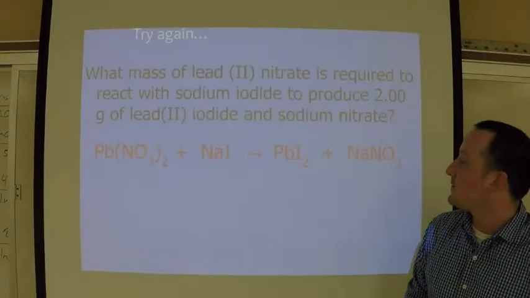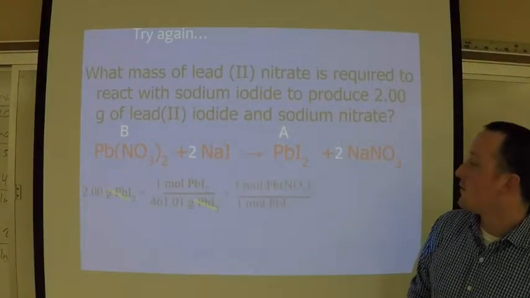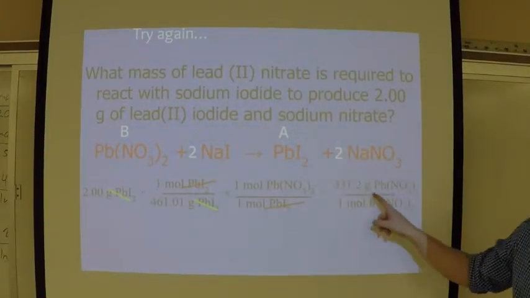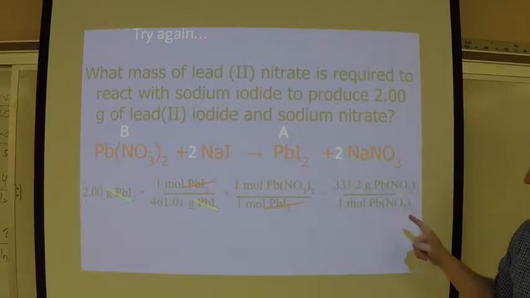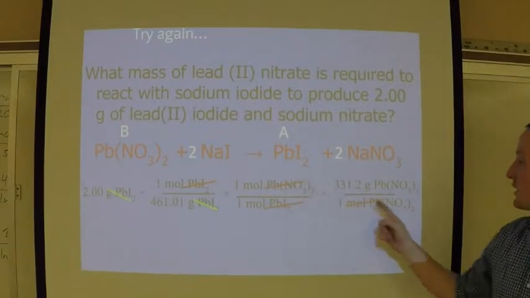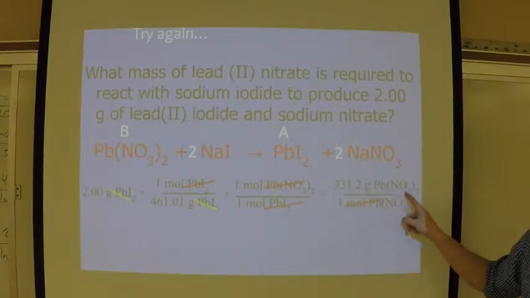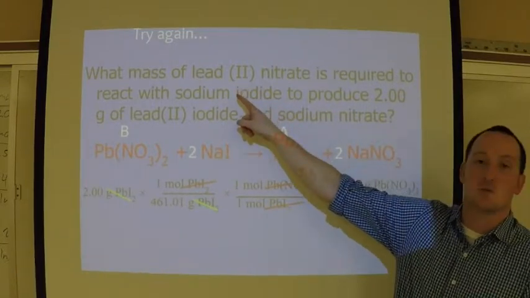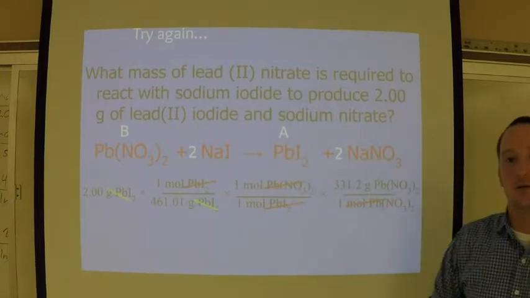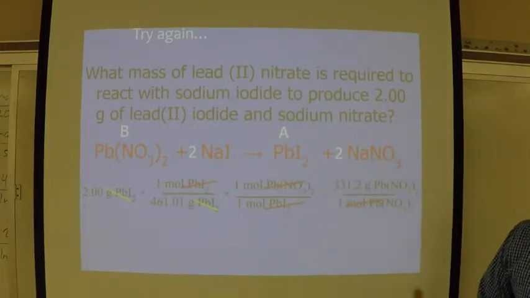So it's going to look like this. I need to find the molar mass of lead 2 nitrate. I did that. These units are going to cancel, so my unit will be grams of lead 2 nitrate, which is what it asked me for. It says what mass of lead 2 nitrate. Then I need to find my number.